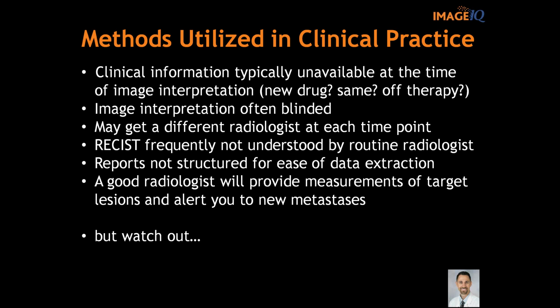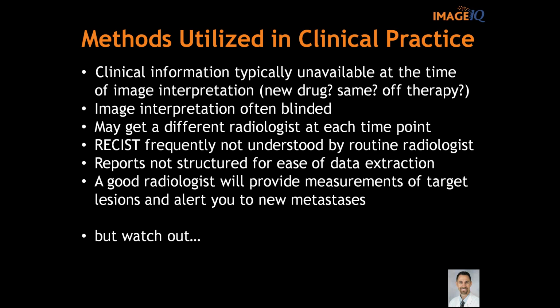So first of all, in clinical practice, I really wish that we would have all the clinical information when a case comes through and I need to read it out. But oftentimes that's not the case. The patient comes in, they get their CT scan, then they go to the oncologist. So when I'm reading that study, I don't even know, are they still on therapy? Have they switched therapy? What is going on? And so I'm often reading blinded. From a clinical perspective, that's not necessarily the best thing.